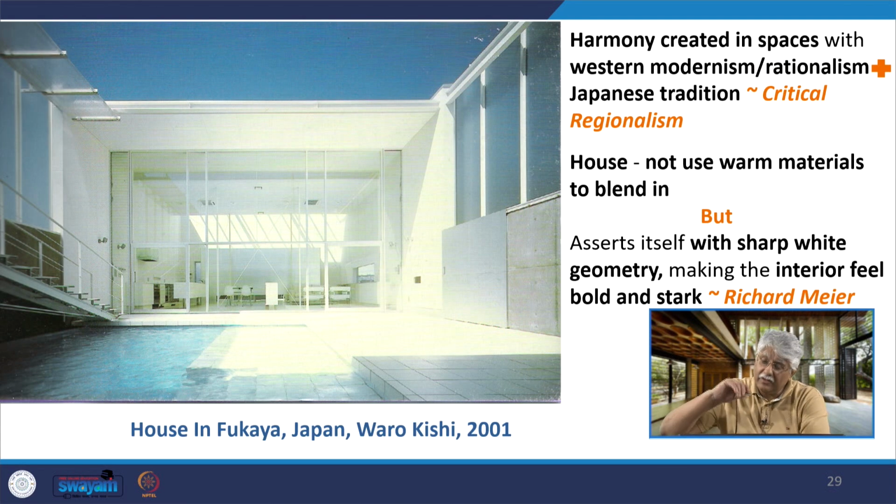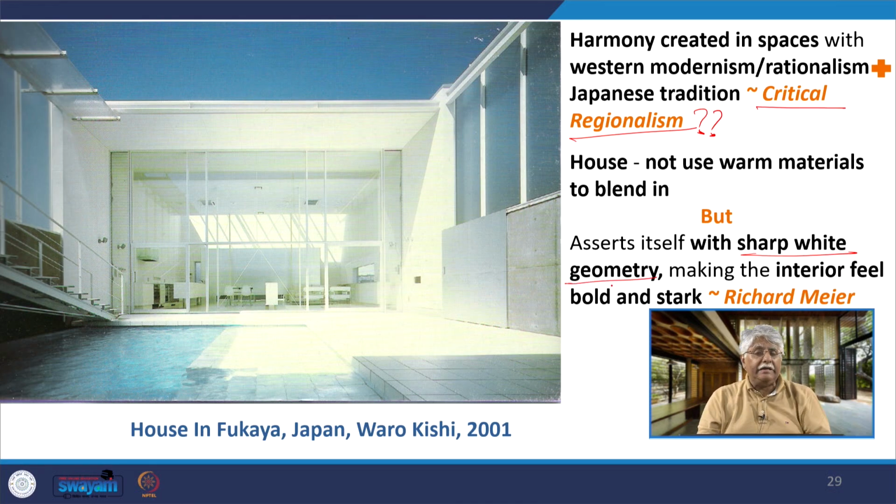The harmony is created in spaces with both Western modernism along with Japanese tradition. So instead of just calling it Neo-Modernism, can we actually call it critical regionalism? That it is an identity, modern identity with the local Japanese identity. The house does not use warm materials to blend in, but uses these sharp white geometry and makes the interior very bold and stark, and this reminds me directly of the works of Richard Meier.